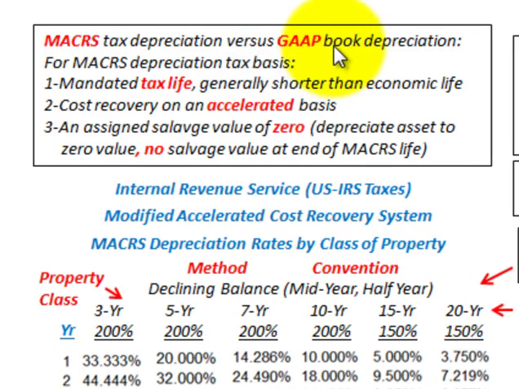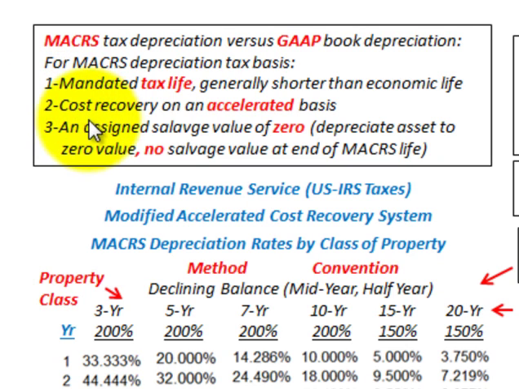What corporations normally do is they use GAAP for their book depreciation, but for tax reporting and taxes, they have to use this MACRS system. The MACRS depreciation tax basis has three main elements. Number one, it has a mandated tax life, generally shorter than the economic life. For GAAP, they use the economic life of the asset, and for MACRS they use a tax life, a predetermined life by asset category. They have a predetermined tax life for it.